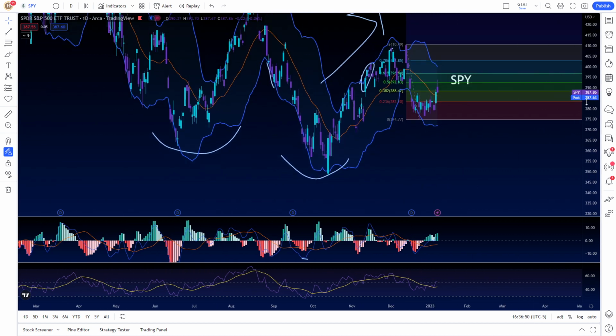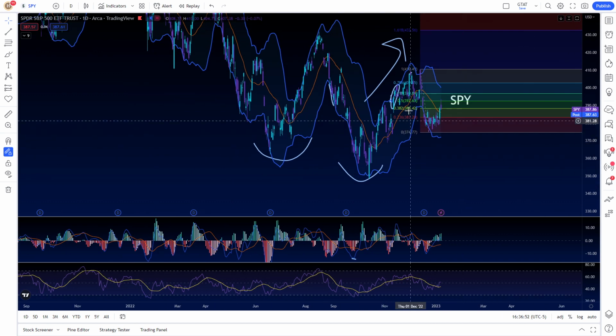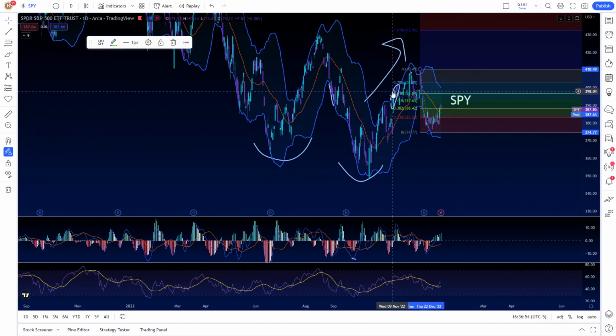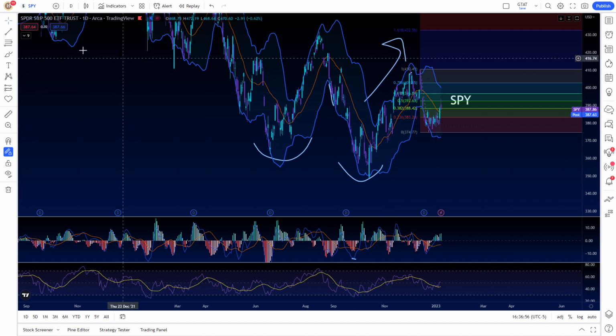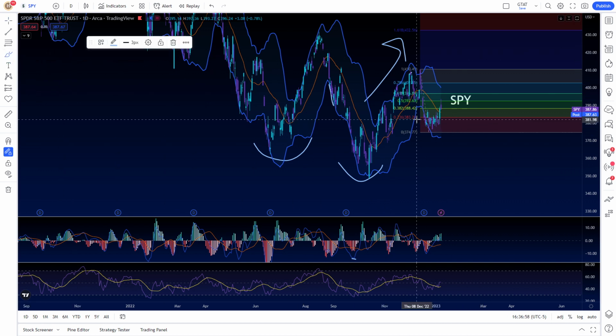But this inverted head and shoulders on the daily time frame is still playing out perfectly, and I think there is still more room to the upside. So after the Fed speech and after CPI data, as long as we can hold 383, in my opinion, or even 380, we should be able to continue going up in the short term. In the short term, I mean the next month or two, maybe max, right?